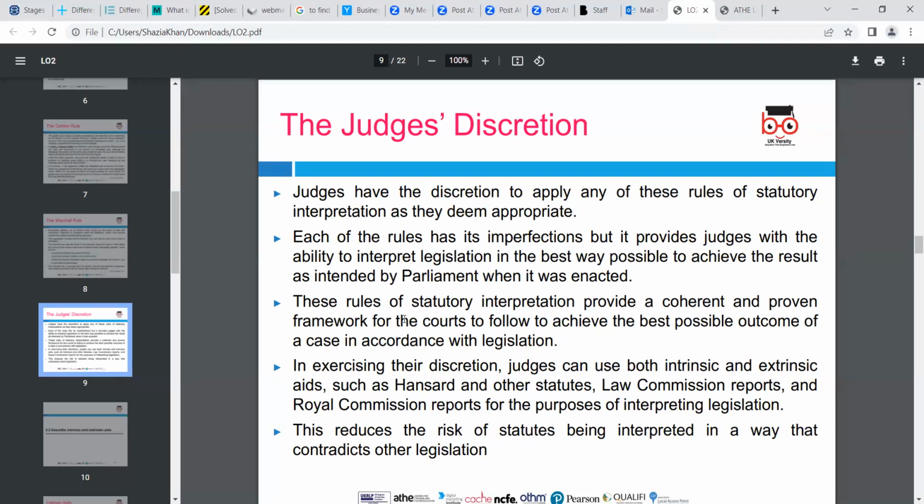In exercising these discretions, judges can use both intrinsic and extrinsic aids such as Hansard and other statutes, law commission reports and royal commission reports for the purposes of interpreting legislation. This reduces the risk of statutes being interpreted in a way that contradicts other legislation. Judges have the discretion to apply any of these statutory interpretations they deem appropriate.